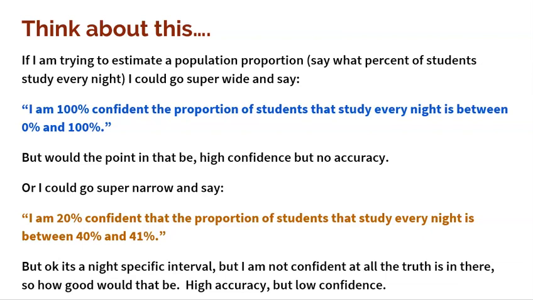Another thing I could do is I could go super narrow. I could say, all right, I'm 20% confident that the true proportion of students that study every night is between 40 and 41%. Listen, sounds like I'm being super accurate, right? 40 to 41% is a very, very tight window. It's only 1% wide. Seems very accurate, but it comes with the sacrifice of terrible confidence. Yeah, I have this very narrow window for where the truth is, but I'm only 20% confident the truth is in that window. That would just be plain dumb.